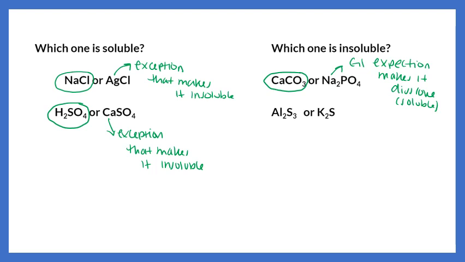And lastly, Al2S3, aluminum sulfide, or potassium sulfide. Well, sulfide is typically insoluble except when bonded to group 1 or group 2 metals. K is a group 1 metal, so it will make this soluble, which means Al2S3 is the insoluble one because aluminum is not a group 1 or group 2 metal, so that one will stay as a solid.